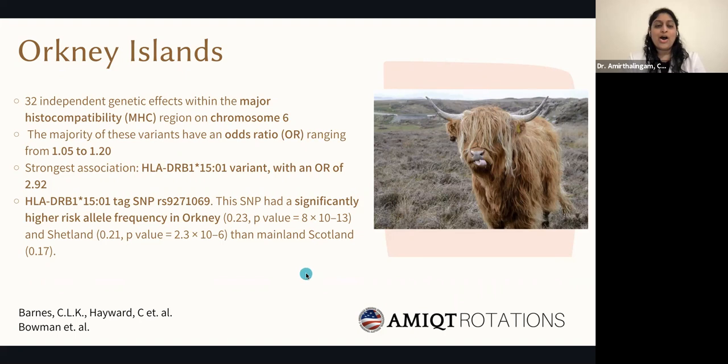The SNP rs9271069 was also associated with a significantly higher risk allele frequency in Orkney compared to Shetland and mainland Scotland.